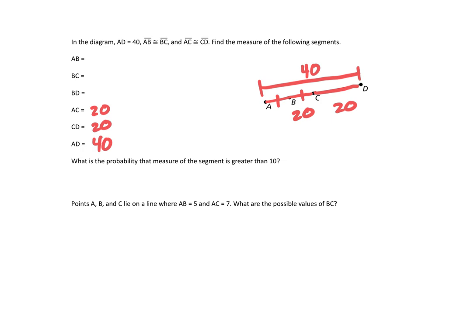Now we know that AC is 20, but what do we know about B? It's half 20. Yep. Okay. B is right in the middle of AC, right? So B is splitting AC in half. It's right in the middle of it. So that means AB is 10, BC is 10.